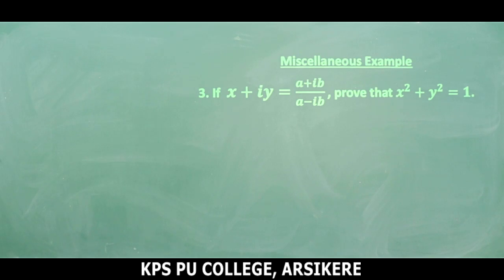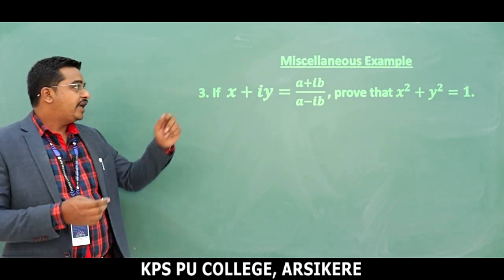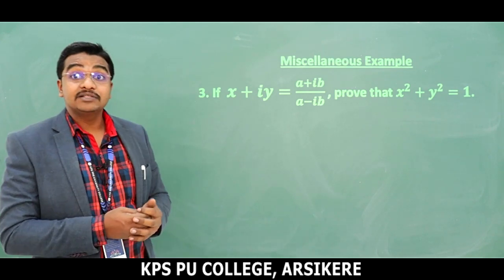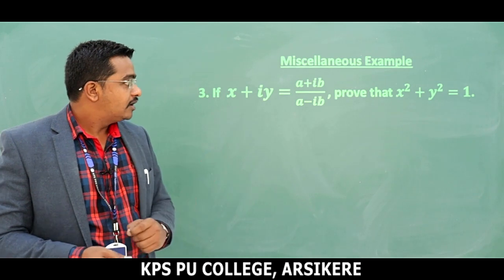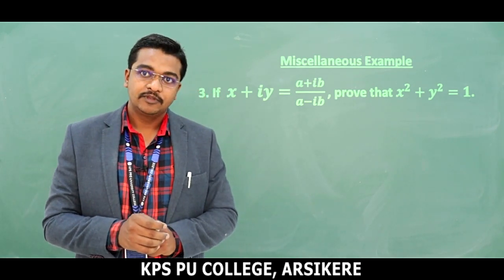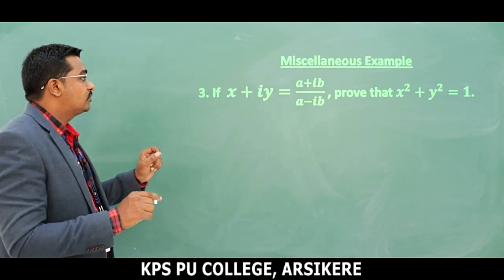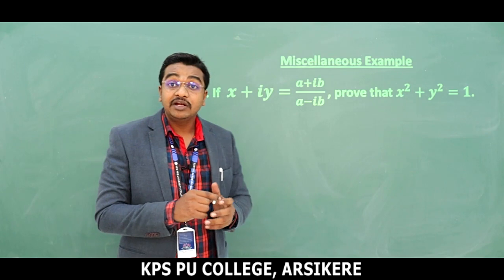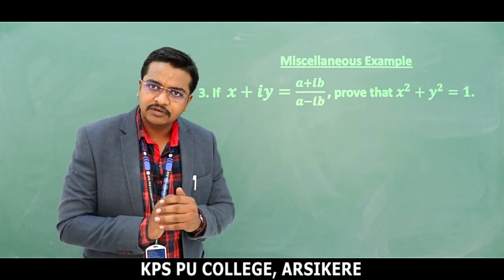Now dear students, we are moving to the next question. This question is very important. If x plus iy is equal to a plus ib divided by a minus ib, prove that x square plus y square is equal to 1. It means we are going to show that x square plus y square is equal to 1. So before going to that, we need to find the expression for x and y. How to find this one?